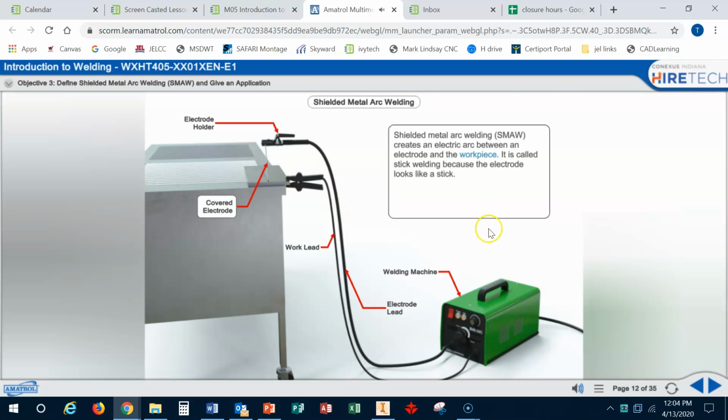Shielded metal arc welding, or SMAW, creates an electric arc between an electrode and the workpiece. It is called stick welding because the electrode looks like a stick. A SMAW system consists of a welding machine, 2 leads, an electrode holder, and a covered electrode.